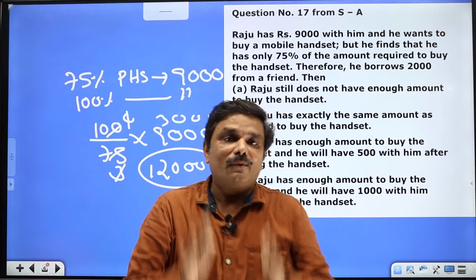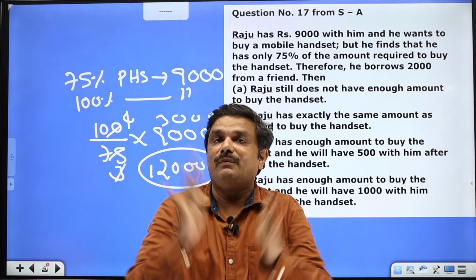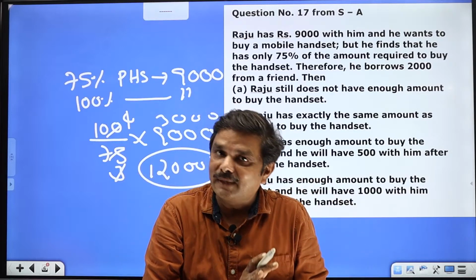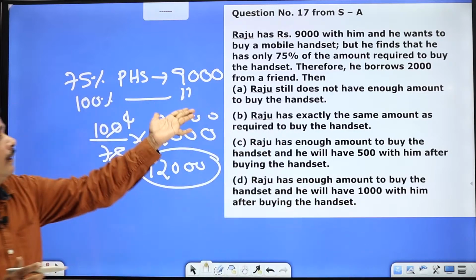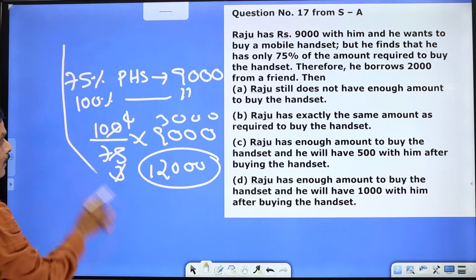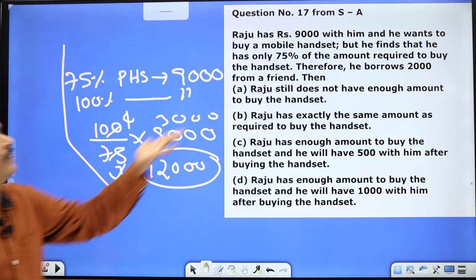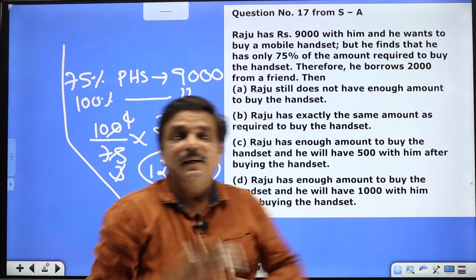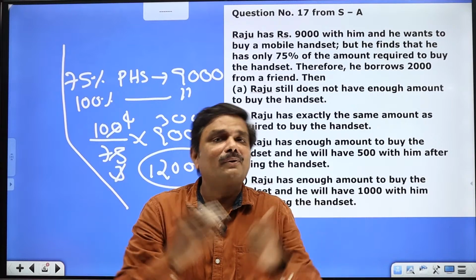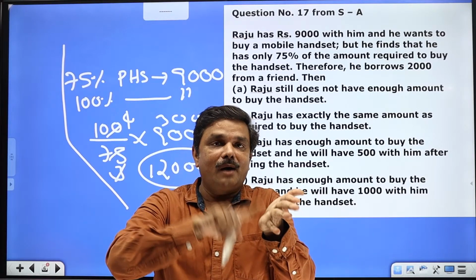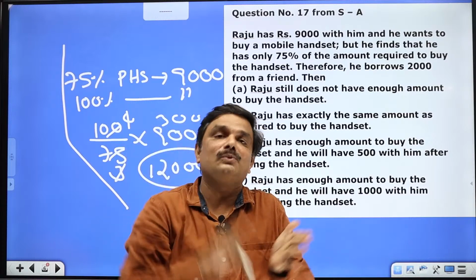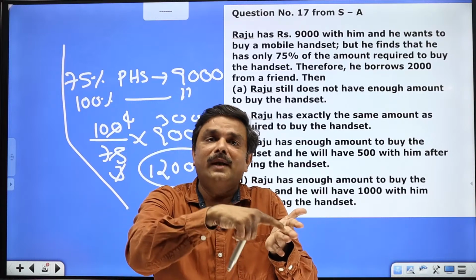See students, frankly, can't you do this question without writing anything on the paper? Of course, yes, you can do. How to go with the fraction method? Generally, I prefer fractions. For your sake, I have explained it in a detailed way. If you want to go by the fraction method, 75% is equal to what fraction here? 75% is nothing but 3 by 4. 3 by 4th of the money required to buy the handset is 9,000. 3 by 4th is equal to 9,000.